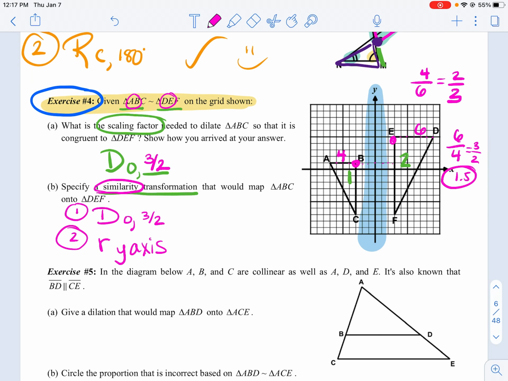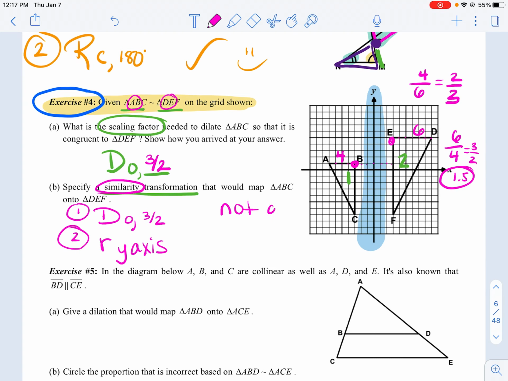Are these rigid motions? No, this is not a rigid motion because the shape is preserved, but size is not preserved. Okay, that wasn't part of the question. I just added that in because it's always a good idea to talk about rigid motions.